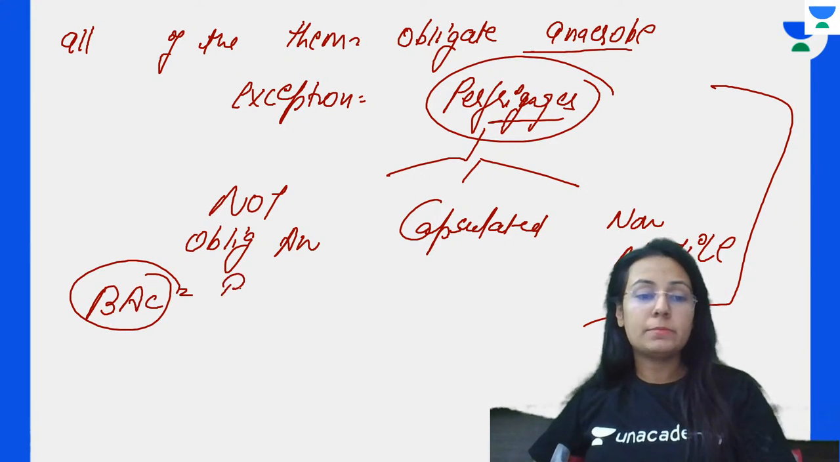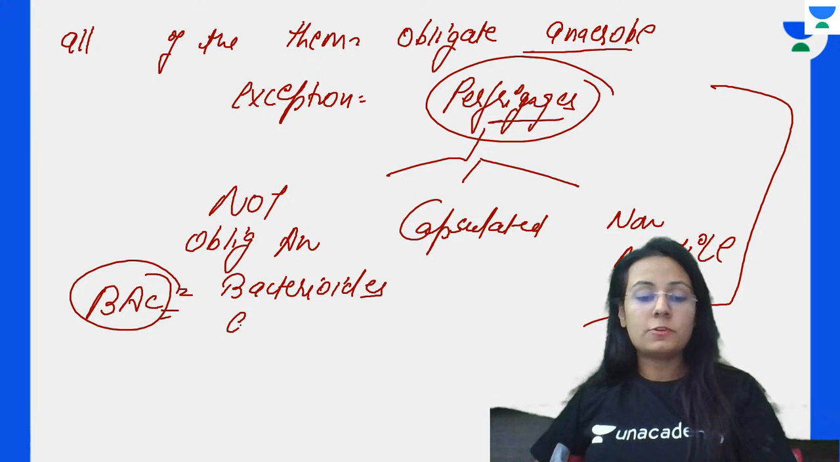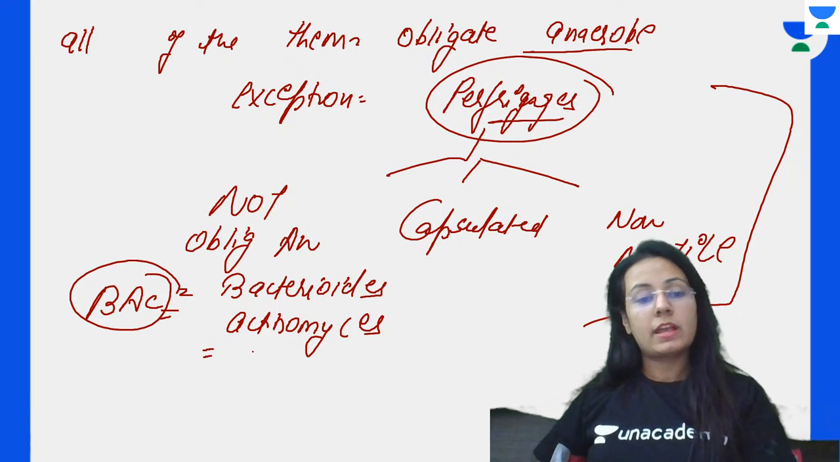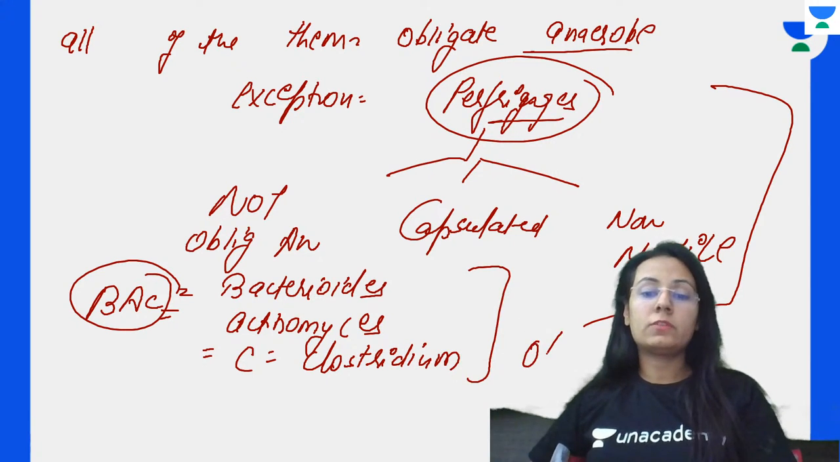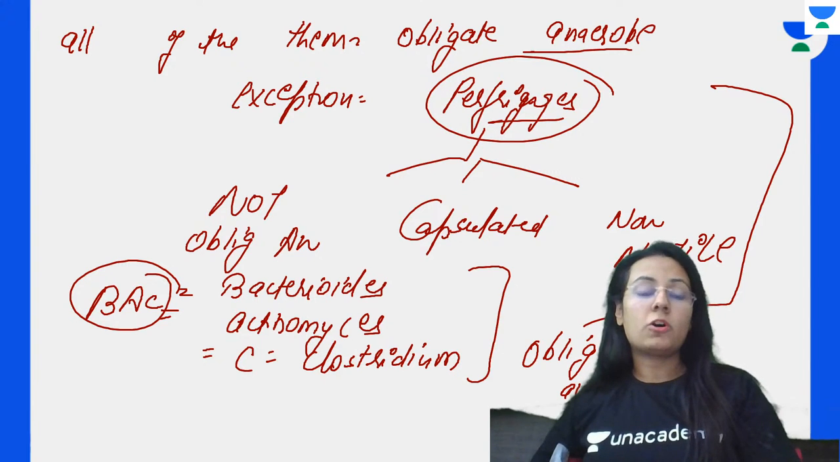B. What is B? Bacteroides. A for what? Actinomyces. And C for what? Clostridium. So they are all obligate anaerobes. So Clostridium is an obligate anaerobe.